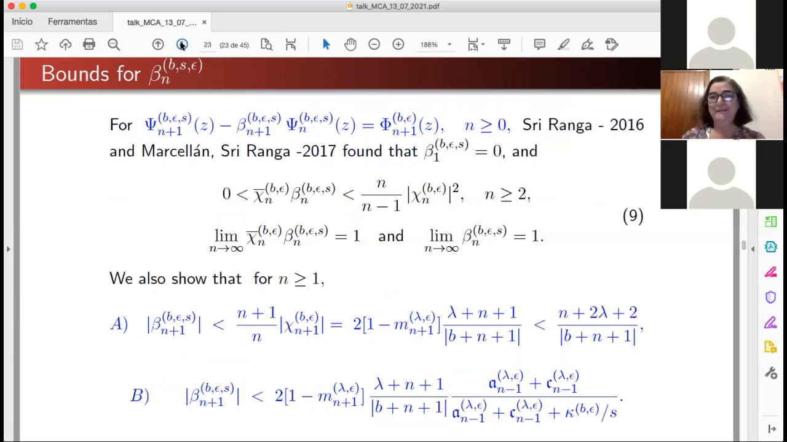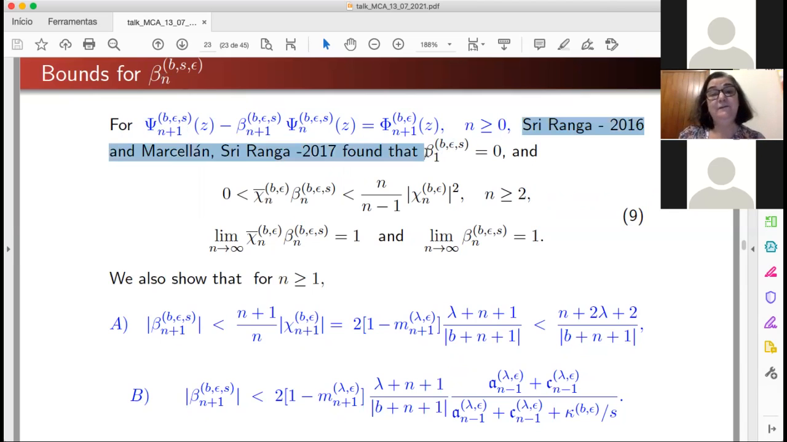Now I have a little bit of time. I just wanted to show a little bit more of the results that we get for the coefficients beta n, because with these results we could talk a little bit about the Sobolev polynomials, their asymptotic behavior, and also a little bit about the zeros. Just to remember how the connection between the two is.